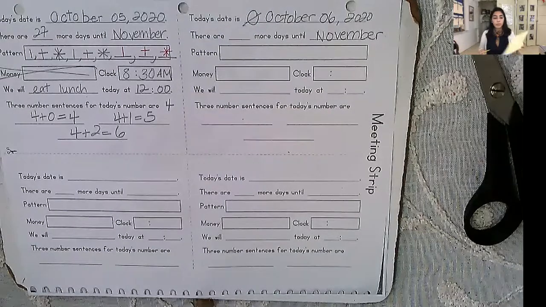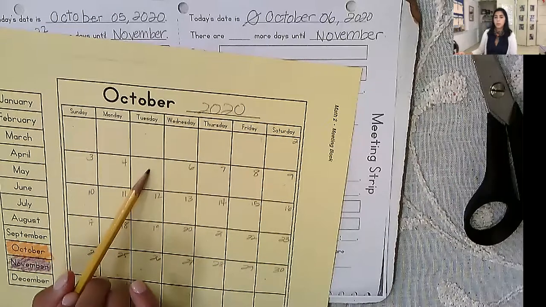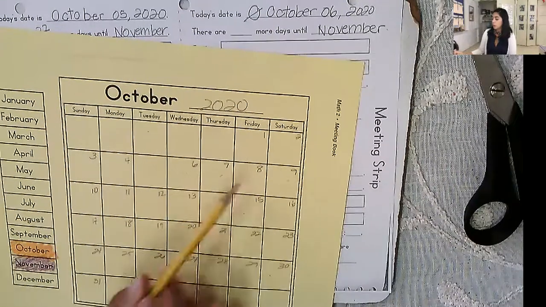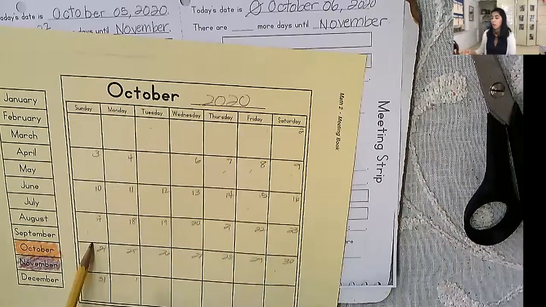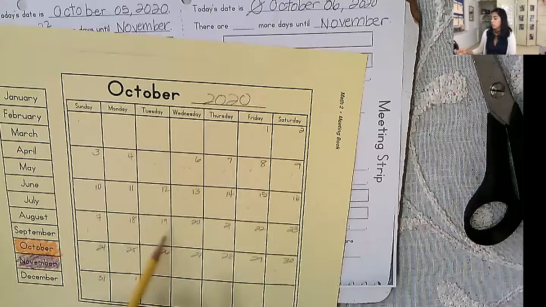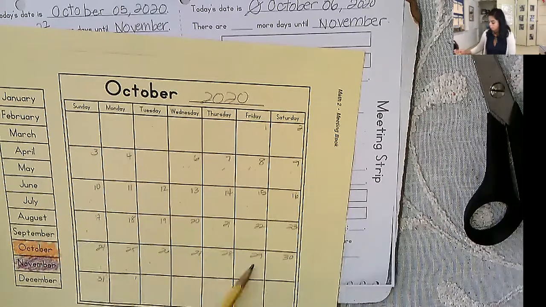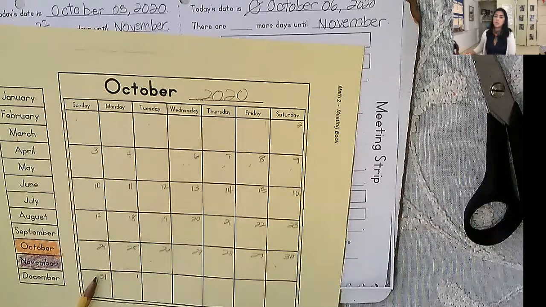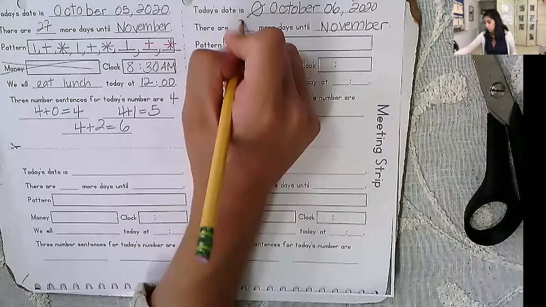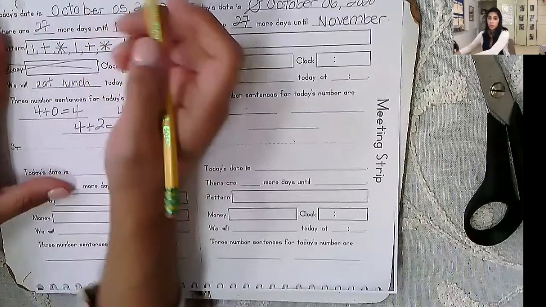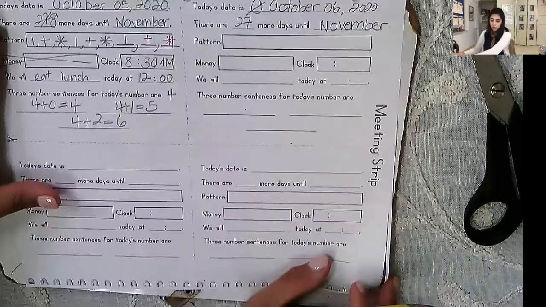Let's count. It's off, but let's say this is where we're at, okay? 1, 2, 3, 4, 5, 6, 7, 8, 9, 10, 11, 12, 13, 14, 15, 16, 17, 18, 19, 20, 21, 22, 23, 24, 25, 26, 27. So technically there are 27 more days until November. Yesterday it should have been 28, so I'm just gonna cross it off and put 28. Okay, let's continue with our pattern.